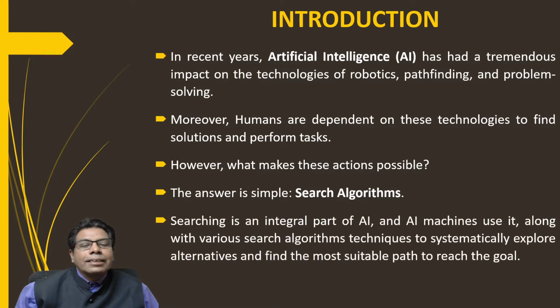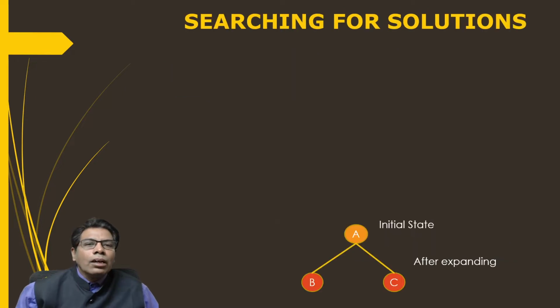And what is searching? Searching is an integral part of artificial intelligence, and AI machines use it along with various search algorithm techniques, that is BFS, DFS, etc., to systematically explore alternatives and find the most suitable path to reach the goal. So here we'll be discussing general searching. Now first, searching for solutions.